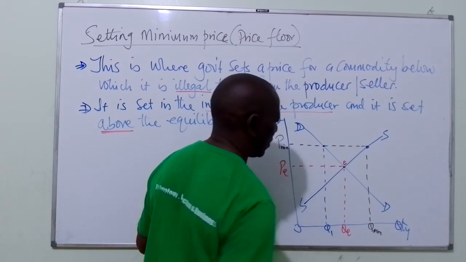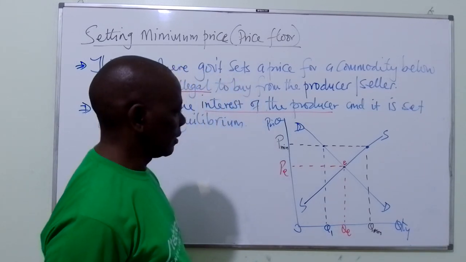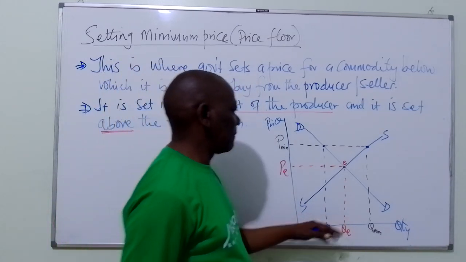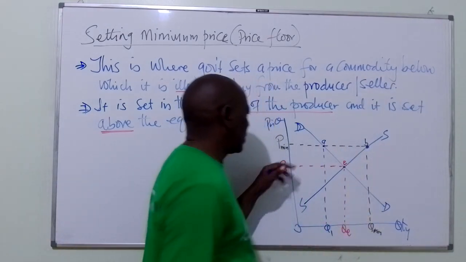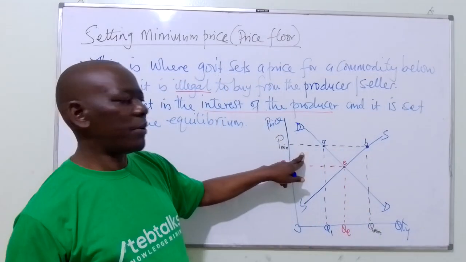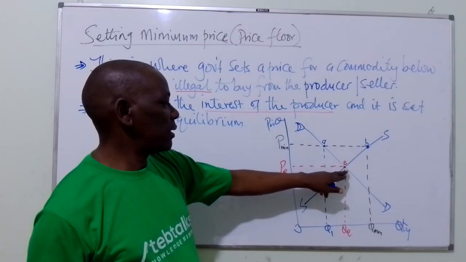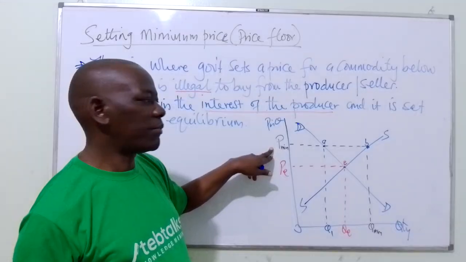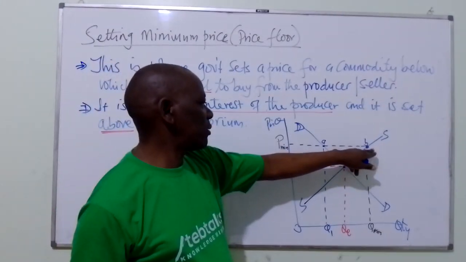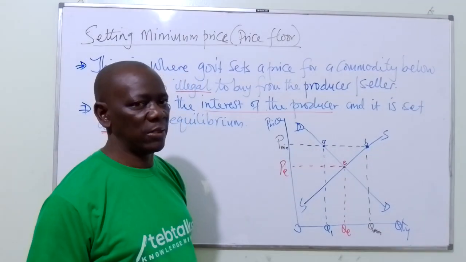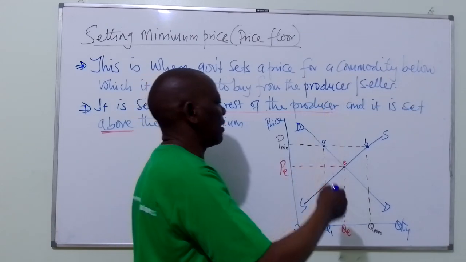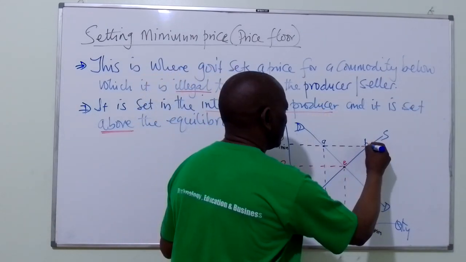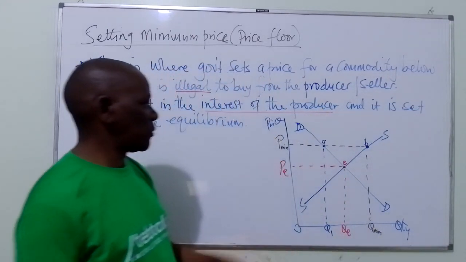Call this one Q1. And now you can see A and B. At that price, following the supply law, the supply has been here. Now after setting the minimum price, the suppliers are ready to supply more commodities, more output, more products, because the price is above. It is encouraging the suppliers to sell more.